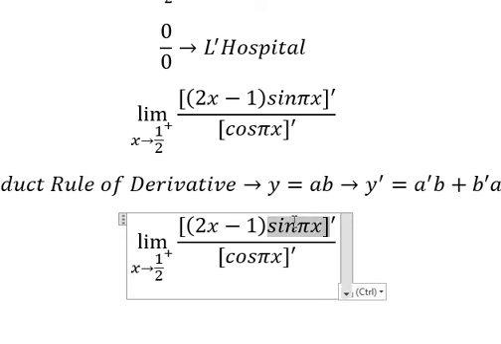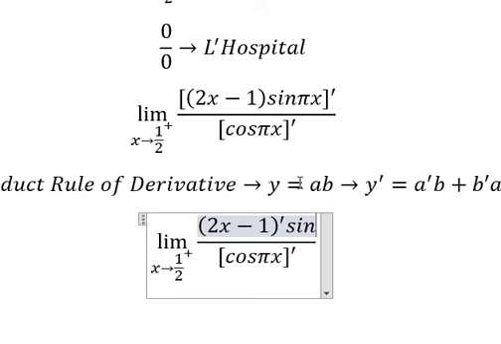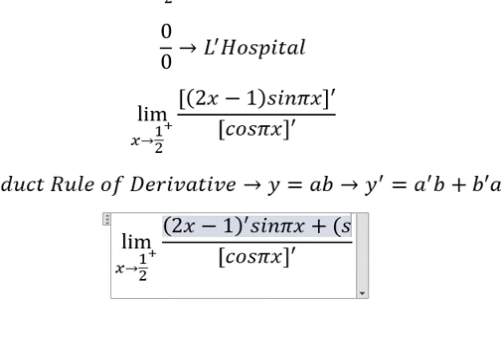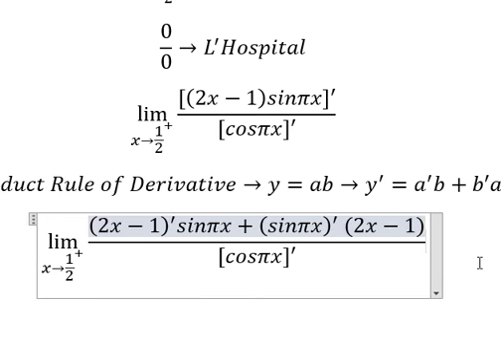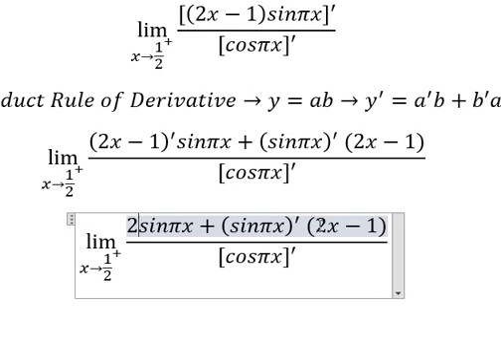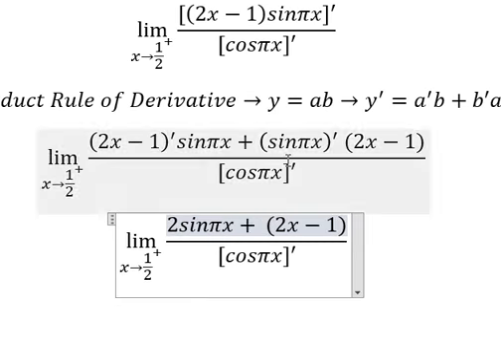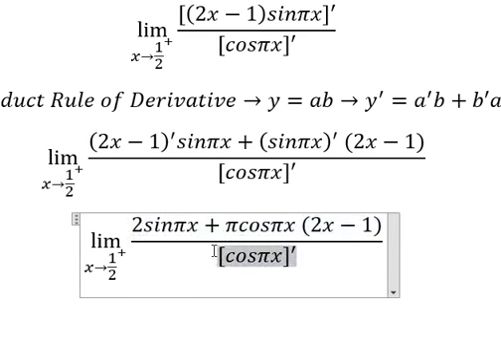So for this one, we need to do first derivative of 2x minus 1 multiplied by sine bx. Later that we do first derivative of sine bx multiplied by 2x minus 1. So for this one, we have number 2. This one, we have b cosine bx. This one, we have negative b sine bx.